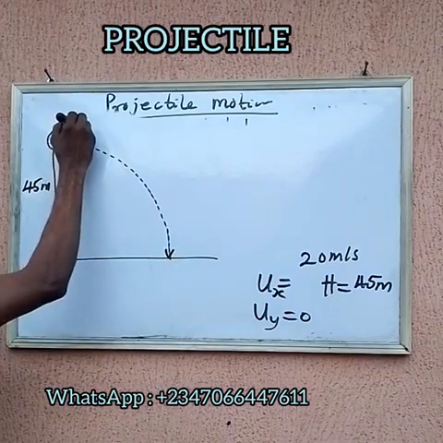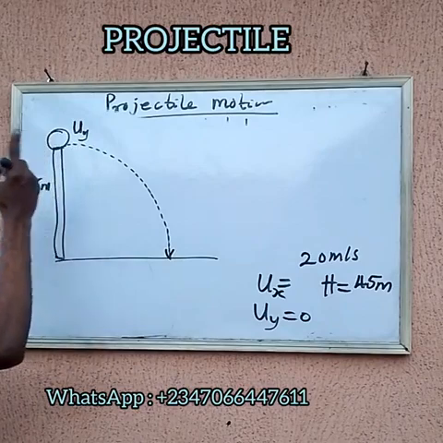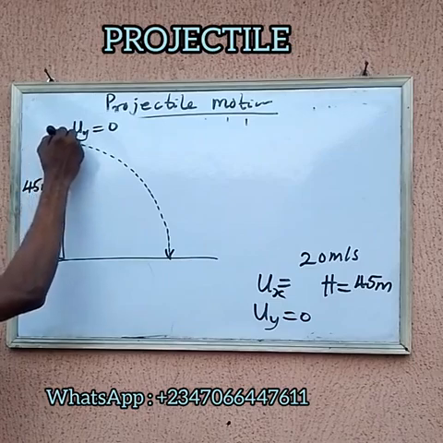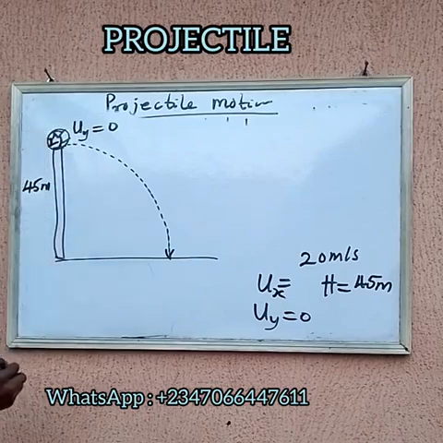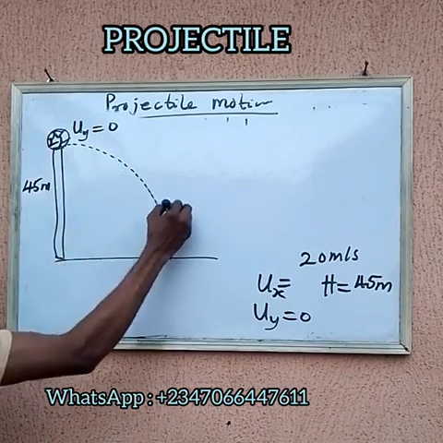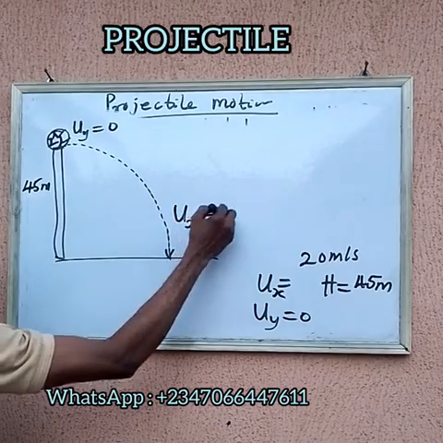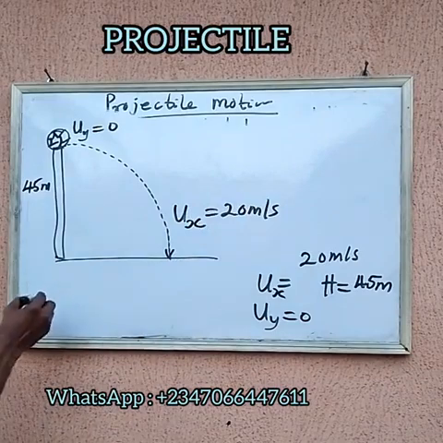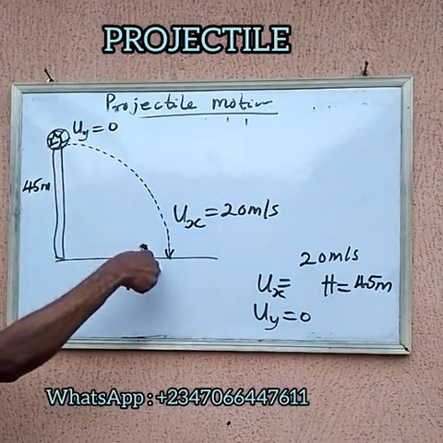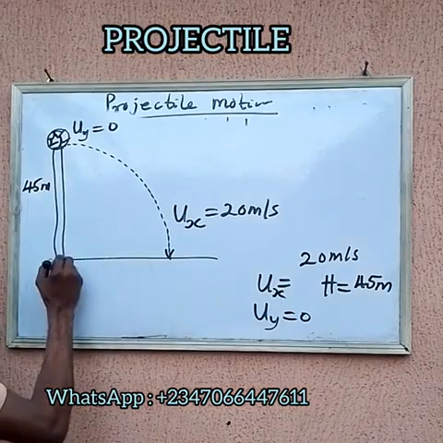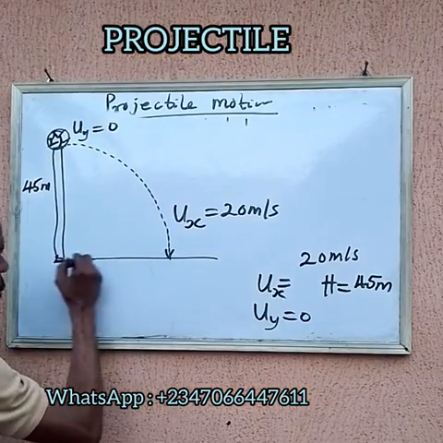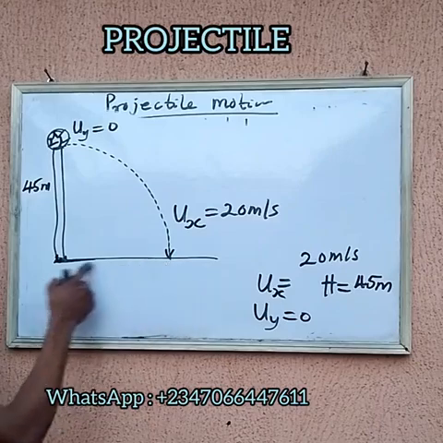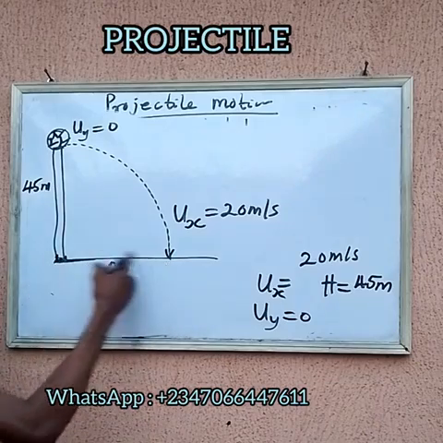Now, at this point, the uy, that is for the vertical motion, here is 0, because the body, this is the ball, is released. But it's coming down, moving with the horizontal velocity, which is 20 meters per second. Now we are asked to calculate the time it will take to drop to this place. We are also told to calculate the range from here to here. This is the level of projection. So this is the range, the distance from here to here.